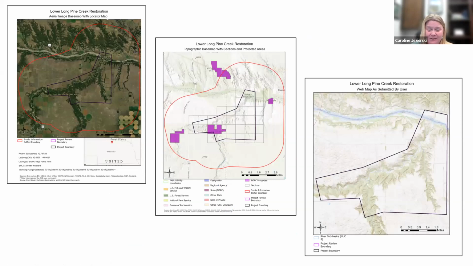Now, the black line you see, that's the line that I drew in, that's the project boundary. And the red line is the automatically generated 3-mile buffer on the project. And you'll see there is an aerial image-based map. The middle map actually shows the protected areas. Those fuchsia squares are Game and Parks properties. And then the last map is more of a topographic map. After the maps, the tables.